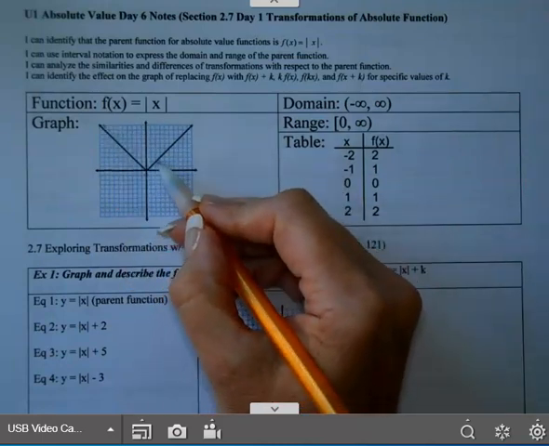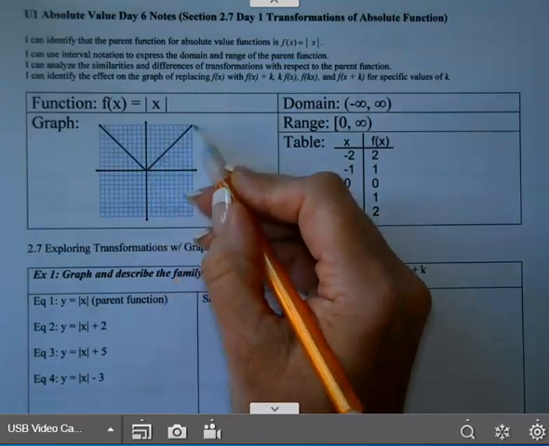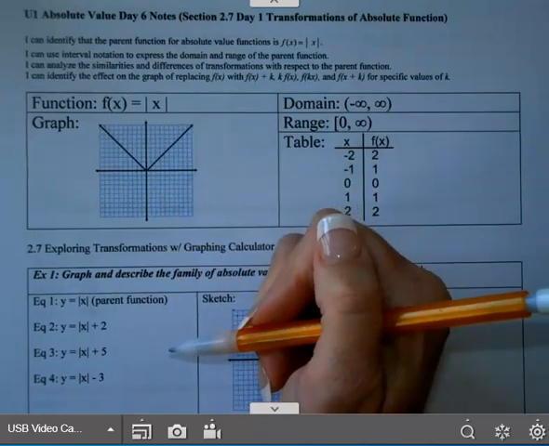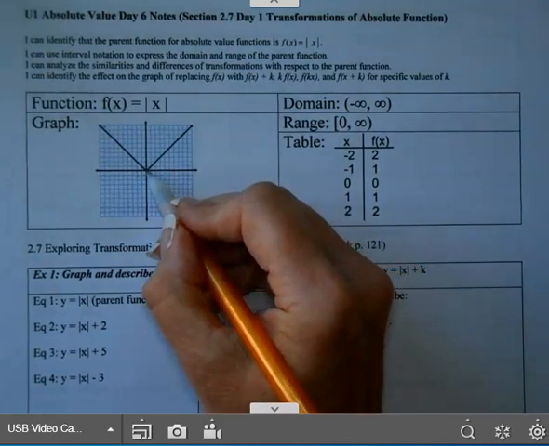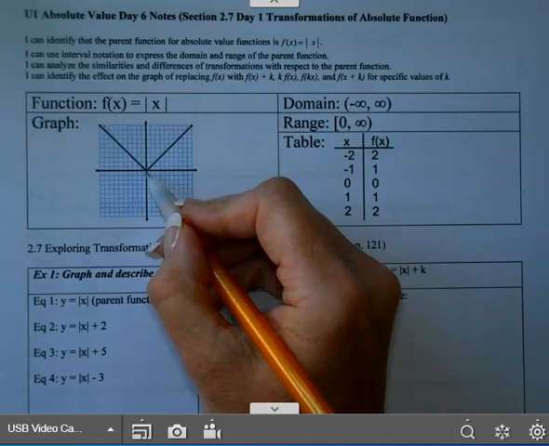And then on the right side, it's going to be 1, 1, 2, 2, 3, 3. So you're on a diagonal also on the right side. This graph makes a V, and for the parent function, our vertex is 0, 0. That's the place where it changes direction.